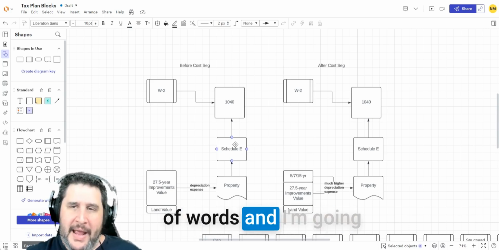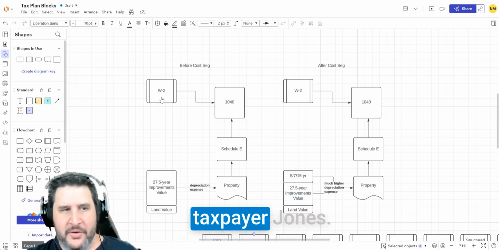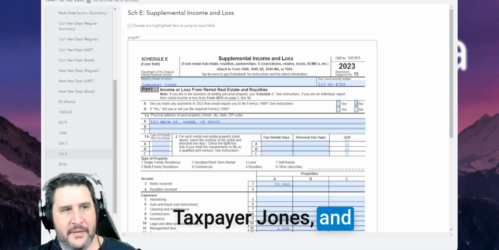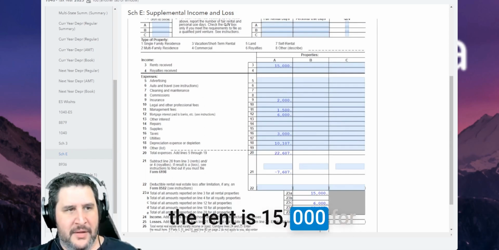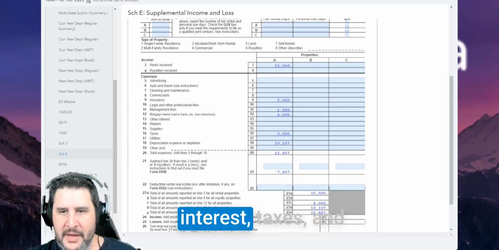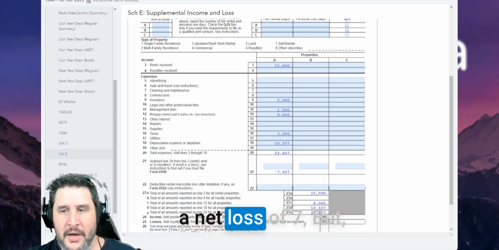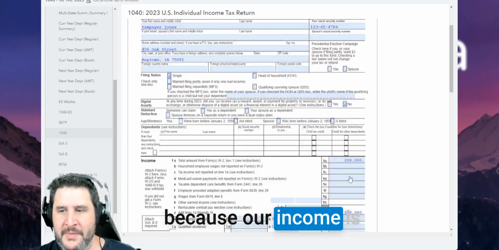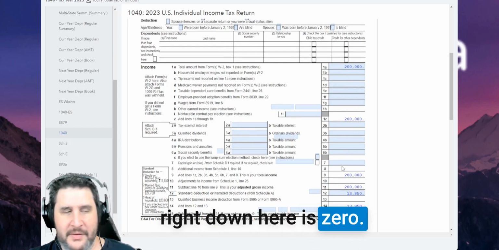I know that was a lot of words, and I'm going to show you exactly how it works here on an actual tax return. So this is Taxpayer Jones. I'll switch my browser here. So here you can see Taxpayer Jones, and Taxpayer Jones owns 123 Main Street, and the rent is $15,000 for the year. And there's some insurance expense, there's some management fees, there's mortgage interest, taxes, and depreciation of $10,107, which creates a net loss of $7,607. But because our income is 200,000 here, that loss, which would show up right down here, is zero.